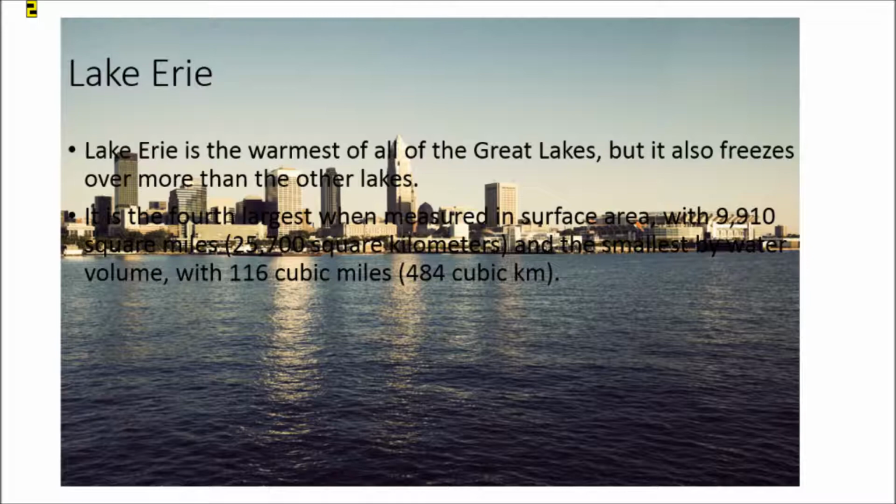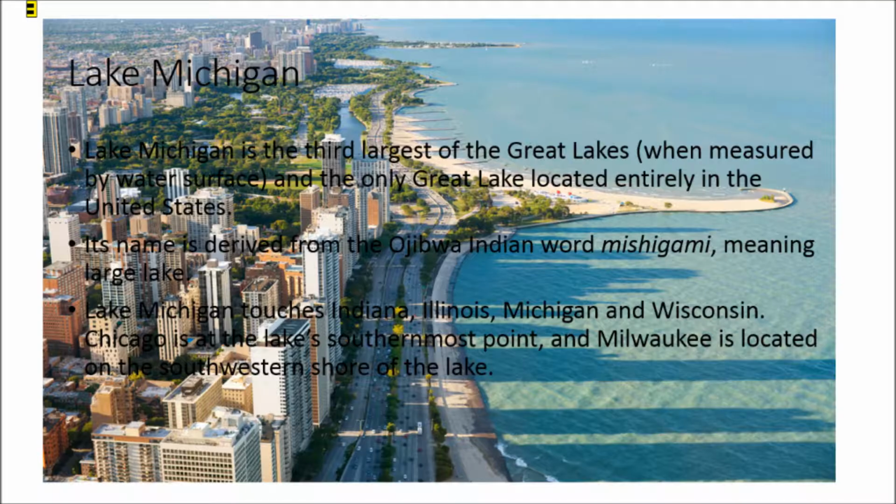Up next is Lake Michigan. Lake Michigan is the third largest of the Great Lakes. Its name is derived from the Ojibwa Indian word Michigami, meaning Great Lake. So in the background we see the city of Chicago, which lies on the shorelines of Lake Michigan.